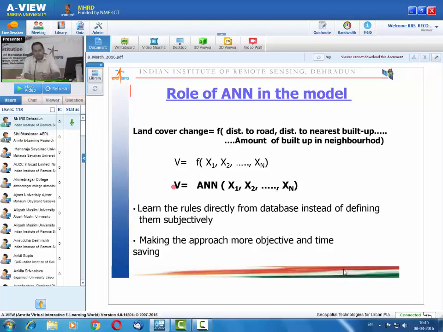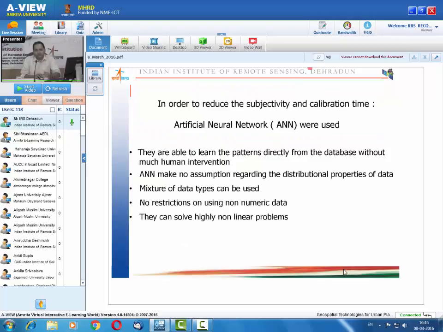And secondly, ANN are very good at learning non-linear patterns also. So that is why we have tried to apply artificial neural networks in urban spatial growth modeling. ANN, you can refer to any standard book. We are not going to discuss much, but I will discuss how we have applied artificial neural networks to simulate urban growth. As I told you, the ANN are able to learn the patterns directly from the database, reducing the human intervention and making the approach more objective in nature.